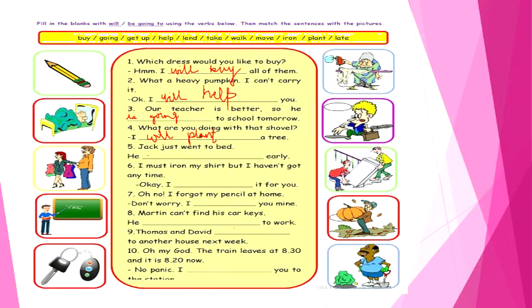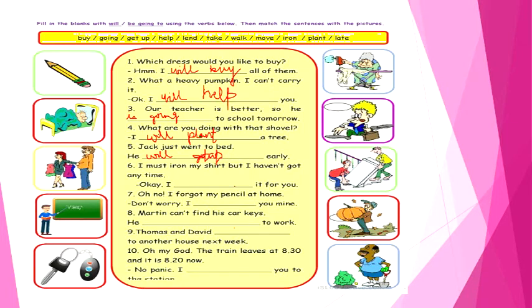Next. Jack just went to bed. Yes, he will get up early. Now you can even write that he is going to get up early. That will also be correct. Okay, he will get up early. It's a bit tricky to write with this kind of laser pen, but I'm trying my best.